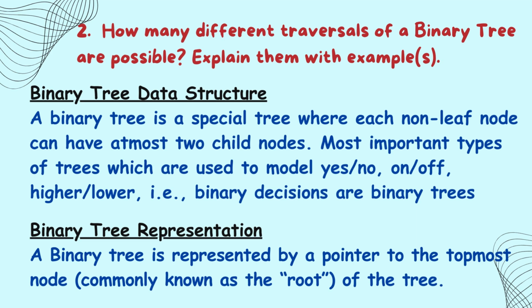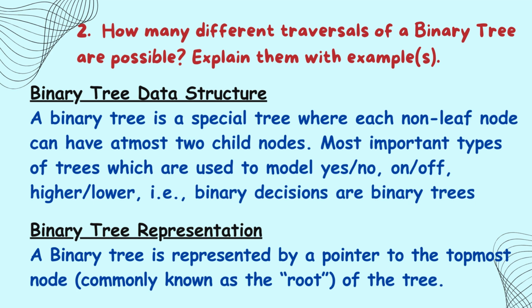Binary tree data structure. A binary tree is a special tree where each non-leaf node can have at most 2 child nodes. The most important types of trees which are used to model yes or no, on or off, and higher or lower, that is, binary decisions, are binary trees.